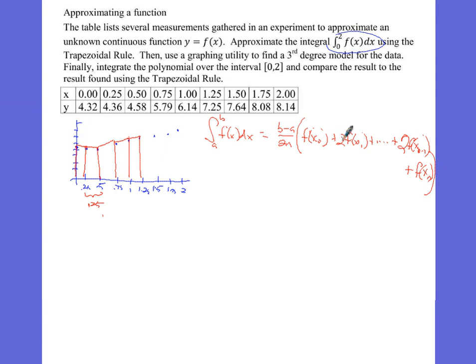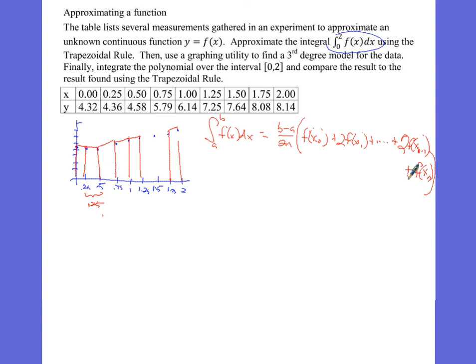The rest of these, with the exception of the last one, have bases that get used twice. So this one gets used on this trapezoid, and that's why we see the 2f at x sub 1. And the same thing is true for all these all the way across until we get to that last one. That last trapezoid, this piece gets used twice, but this piece only gets used once. And that's why that last piece only has just f of x sub n.